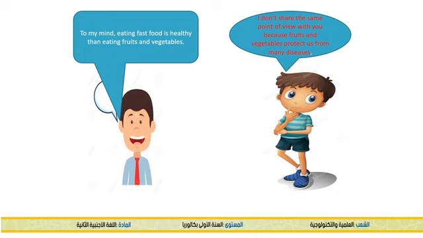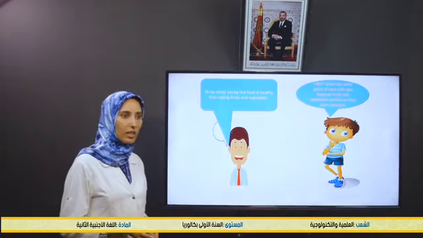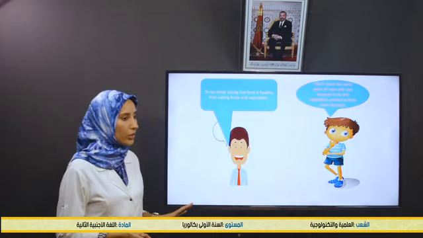vegetables protect us from many diseases. Okay? So here we have what? He shows his disagreement about this situation. For him, eating vegetables and fruits have a positive effect on our health. Okay? I think so. Those are the situations.